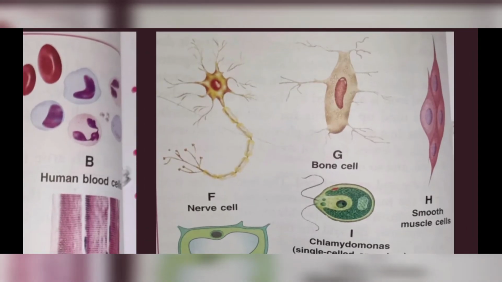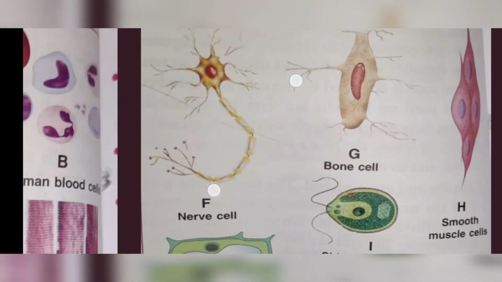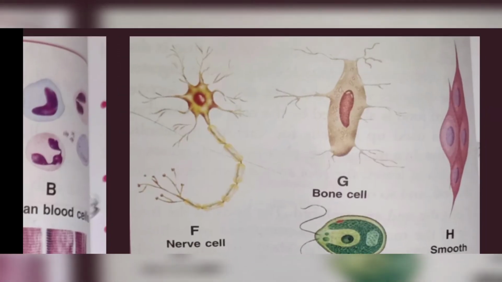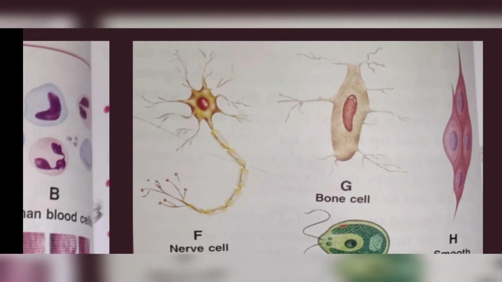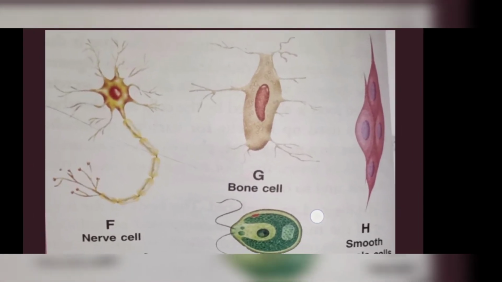That is a nerve cell. What are nerve cells? I told you first also, so you can see a nerve cell is like that. It has a thread like structure. They are present throughout our body, these are nerves, in each part of our body. These conduct messages.